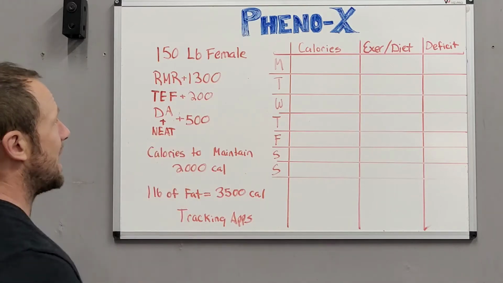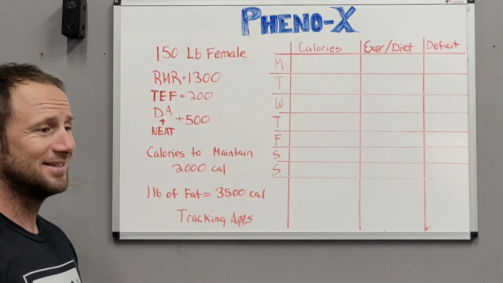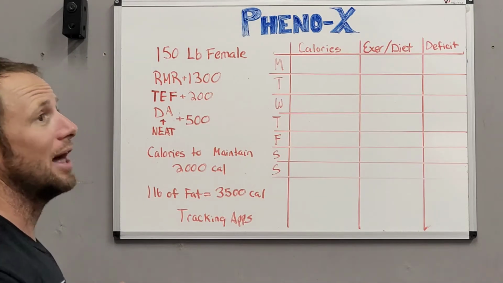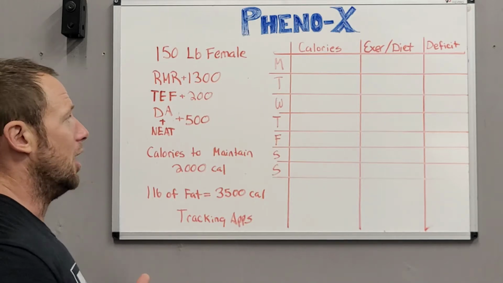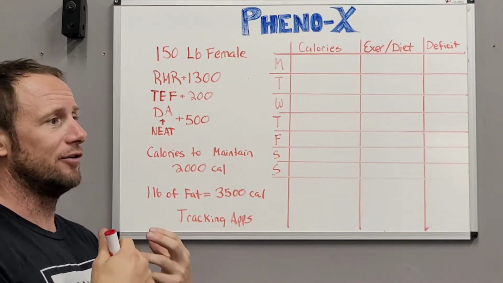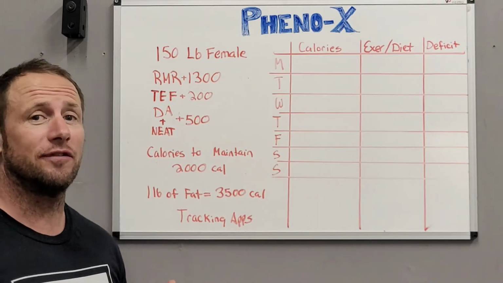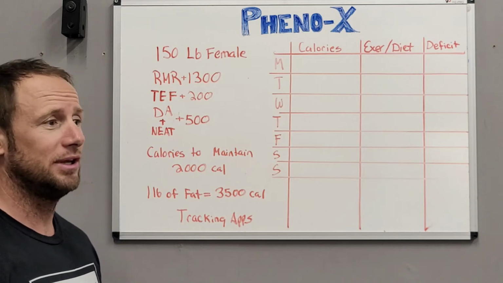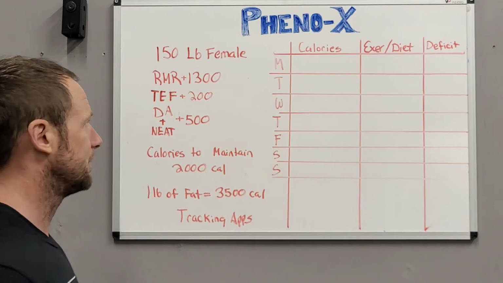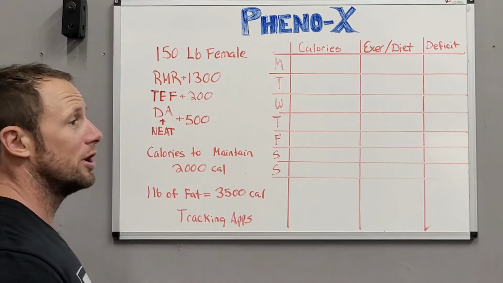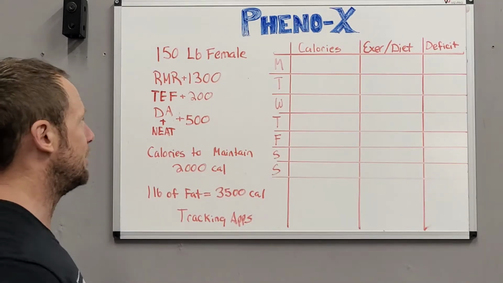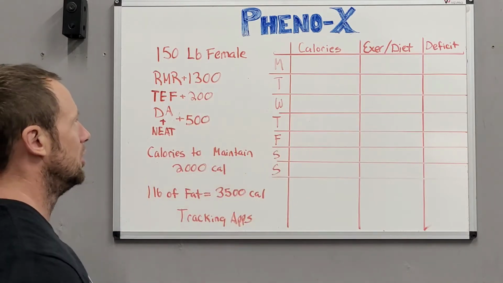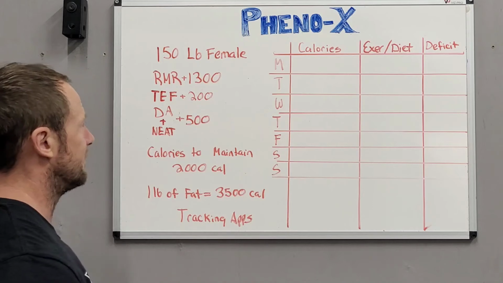NEAT is non-exercise activity thermogenesis. That's literally things like fidgeting. Some people really fidget, and they actually burn a lot more calories than the average person. And some people are energy conservers, and that's me actually. I sit down for some reason whenever I get the opportunity because I conserve energy naturally. So some people naturally burn more energy, some burn less because of their habits. But anyways, 500 calories is about the average for, let's say, the 150-pound female.